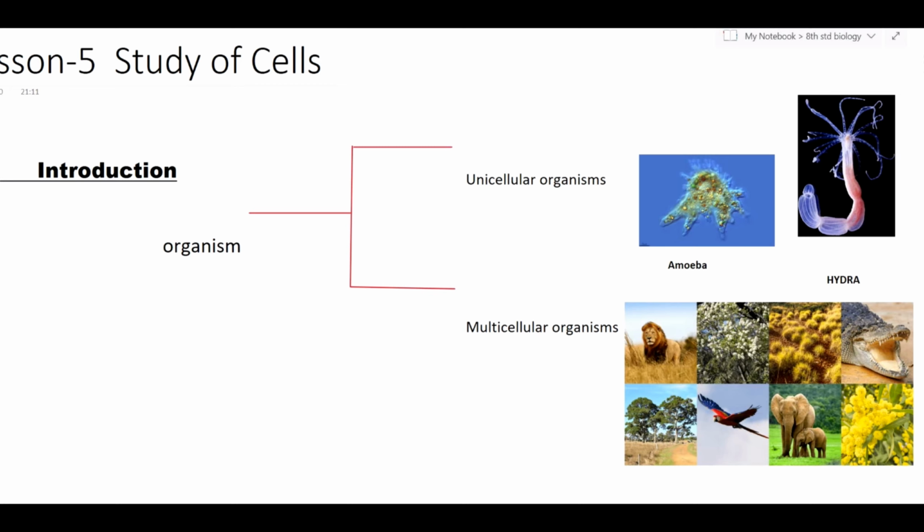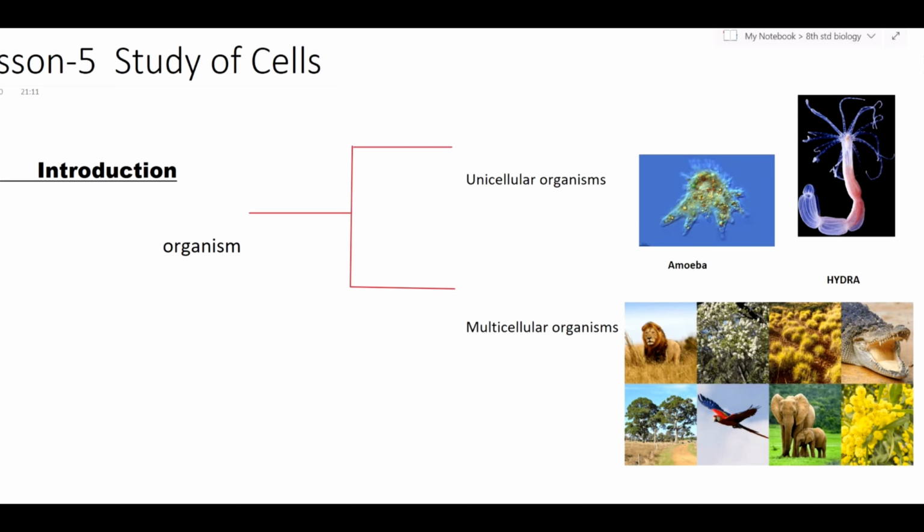Hello everyone. Today's topic for discussion is the study of cell, and in this video let's learn more about the cell. Before entering our discussion, the basic thing to understand is that each and every organism in this universe is categorized into unicellular or multicellular organisms. Unicellular organisms are organisms made up of only one cell. Example, amoeba, hydra, which is also given in the picture here.